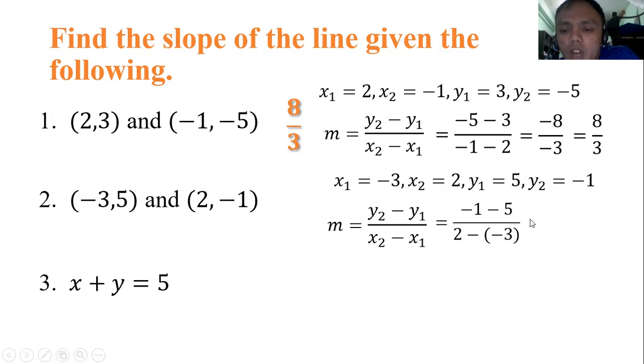Negative 1 minus 5 is negative 6. 2 minus negative 3, or 2 plus 3, because negative times negative is positive. So 2 plus 3 is 5. Therefore, the slope is negative 6/5.